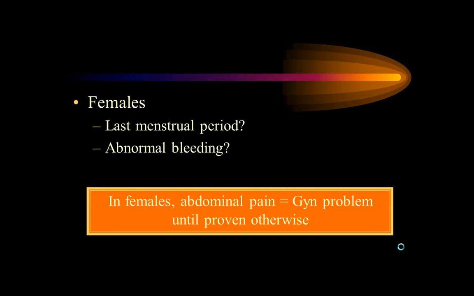Females, always ask about their last menstrual period, abdominal bleeding. Okay, so again, going back to the OB/GYN, abdominal pain with vaginal bleeding is a miscarriage or ectopic pregnancy until proven otherwise. It is a GYN problem. Ectopic pregnancy until proven otherwise. All right.